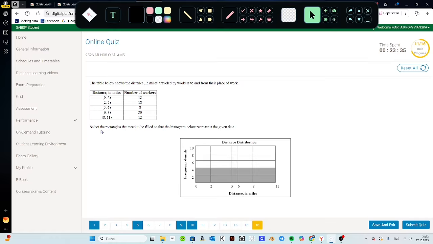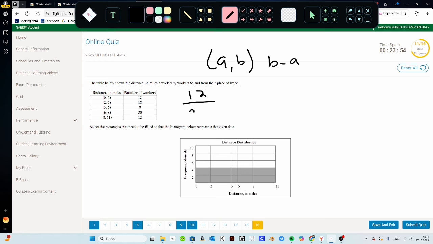Select the rectangles that need to be filled so that the histogram below represents the given data. Again, we're doing the same thing as we were doing before. We have A and B. We need to do B minus A. So here we do 12 over 2 minus 0, which brings us to 6. That's going to be our first answer.